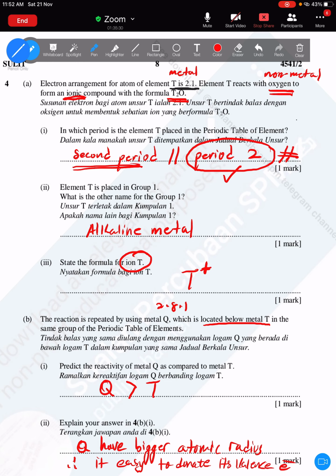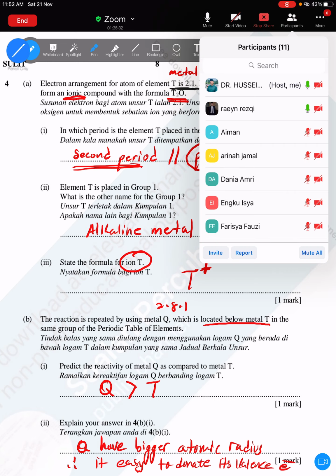Okay, Ryan, am I right? That one answering me. I think you're talking about nuclear charge because of your IG, isn't it? IG ada belajar ke?